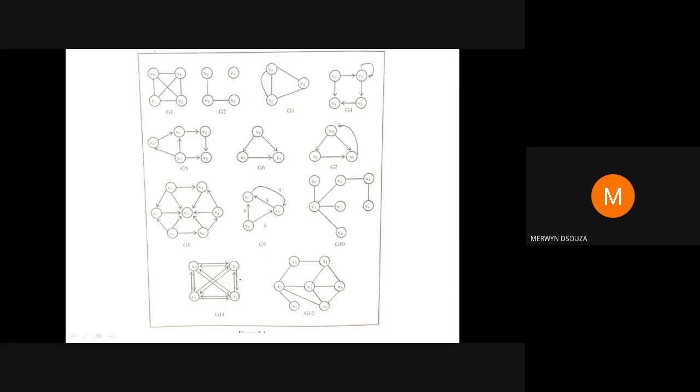Then next definition, successor and predecessor. In a digraph, if a vertex V is adjacent to vertex U, then V is said to be the successor of U and U is said to be the predecessor of V. So for example, here in G8, if you look at V0 and V1, then V0 is the predecessor of V1 and V1 is the successor of V0.